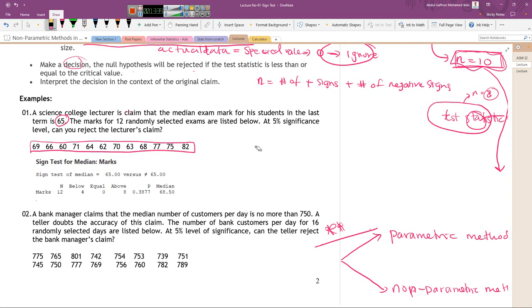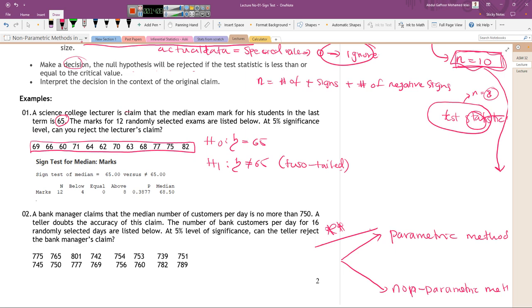So it is said that our lecturer says eta is equal to 65. This is our claim and it will be our null hypothesis. So H1 will be eta is not equal to 65. There is no story like greater than or equal, right? So this will be a two-tailed test.